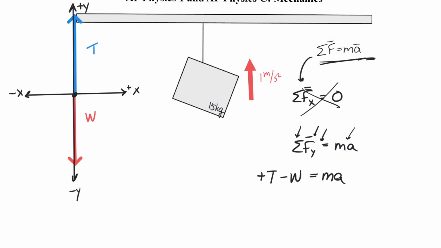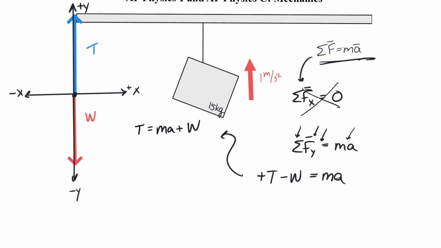Now, we were asked to find the tension. We were specifically asked, and we have it right there. In fact, we can solve that for tension. We can complete the question. Tension equals ma plus w. But that's not an answer. At least not one that's sufficient.